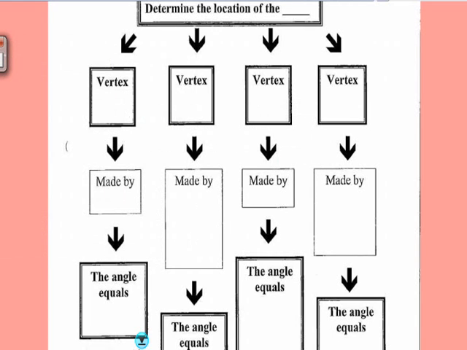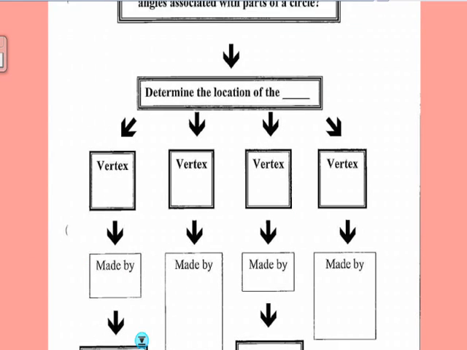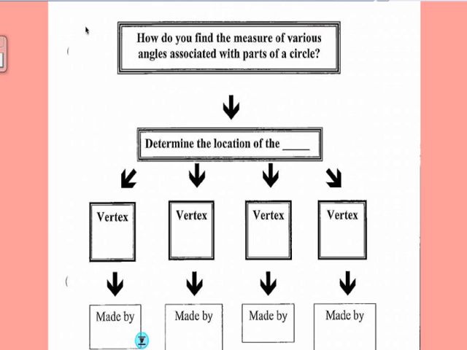Alright everybody, quick video here on the graphic organizer. We need to have a way to organize some of this information so we know when to do what with finding measures of angles in circles. So how do you find the measure of various angles associated with parts of the circle?